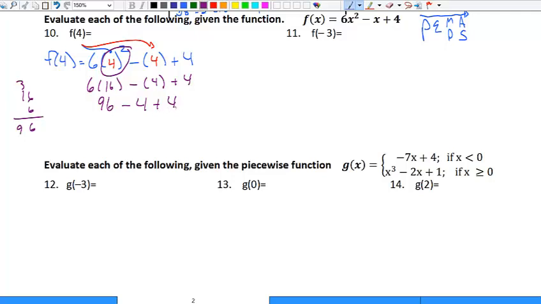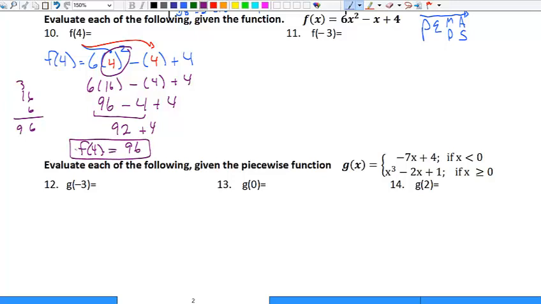Going left to right, I'm going to do my add and subtract. Now, sometimes people think A comes before S, and so therefore you're supposed to add and then subtract. That's not true. Add and subtract are on the same step, so I'm just going to add and subtract left to right. 96 minus 4 is 92, and then 92 plus 4 is 96. So therefore, f of 4 is equal to 96.